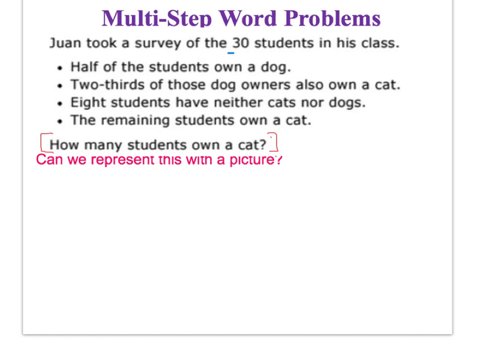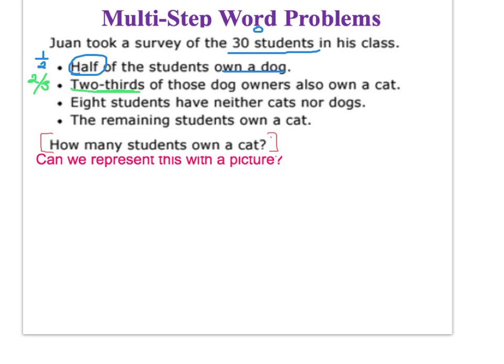I know that there are 30 total students in the class. I see that half of the students own a dog. Right away, I'm going to take the word and rewrite that as the actual number, so I can clearly see that's a half. The next one I have is 2/3 of the dog owners also own a cat. I'm going to write 2/3. Always turn the words into the actual numbers.